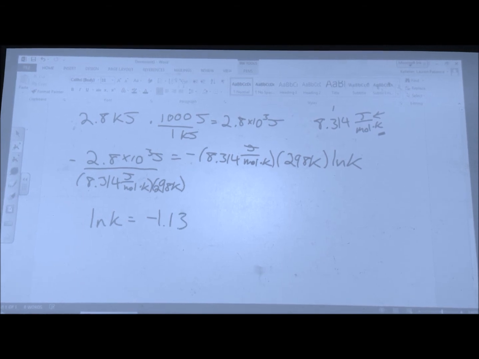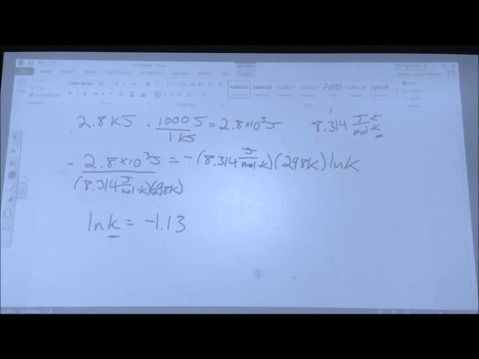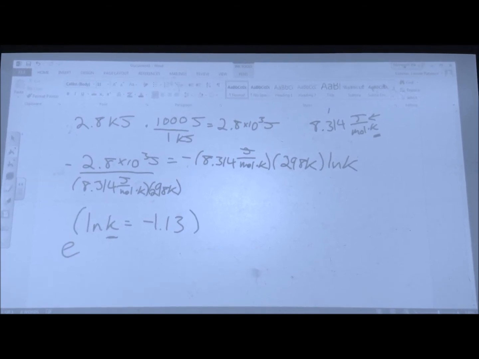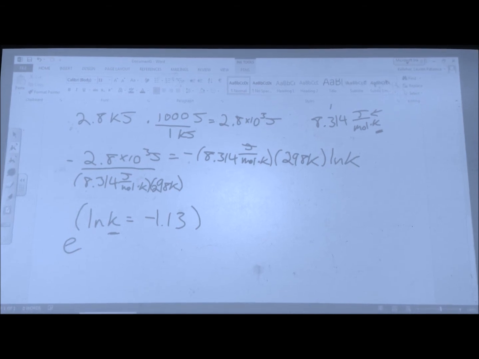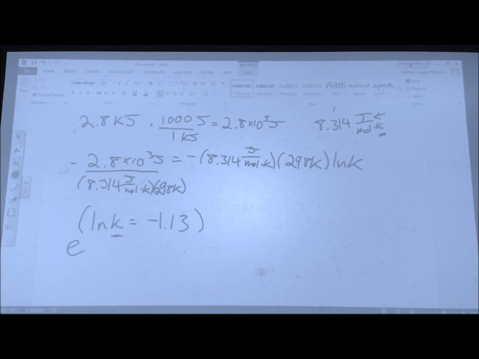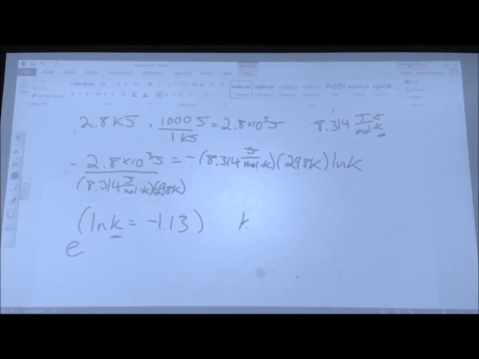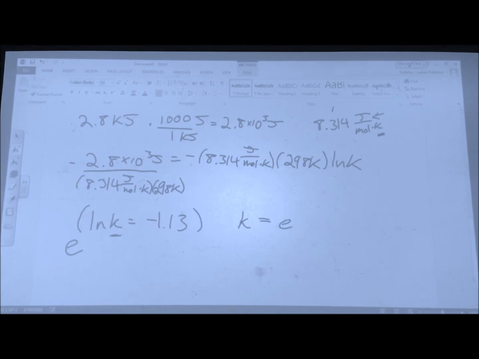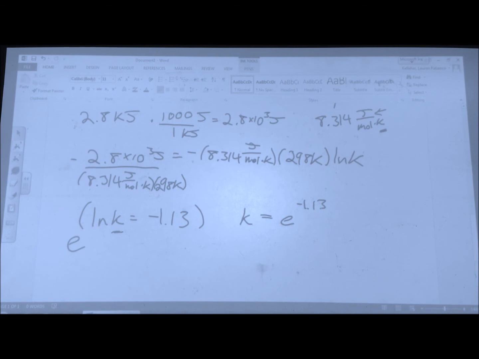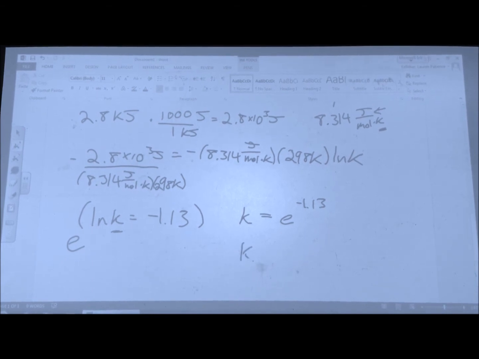Now we can't leave it like this because we want K by itself. So in order to get K by itself, we raise the entire equation to the e. And the reason why we do that is because e is a function of the natural log. So we can use this to convert. So K equals e to the negative 1.13. And once we've calculated that, K equals 0.32.